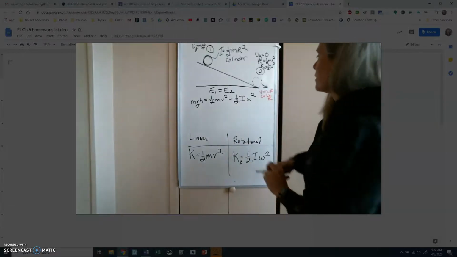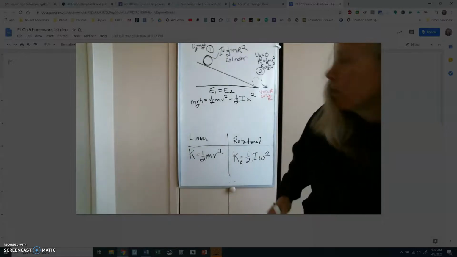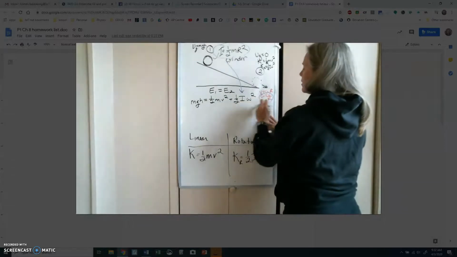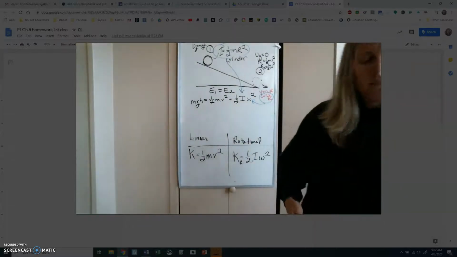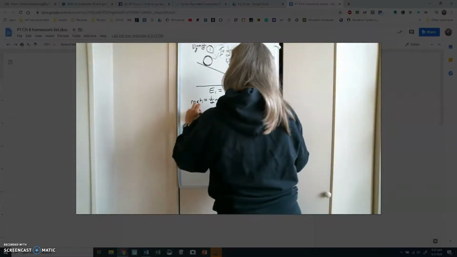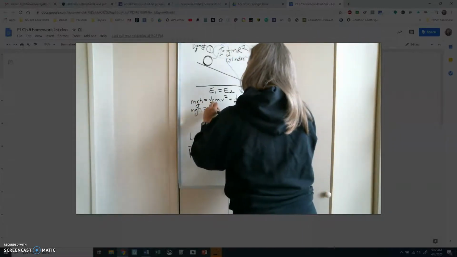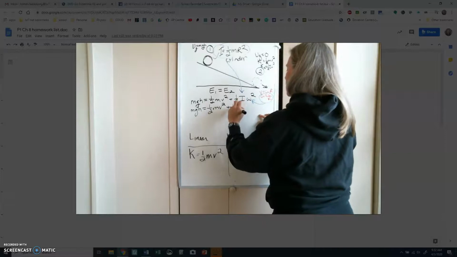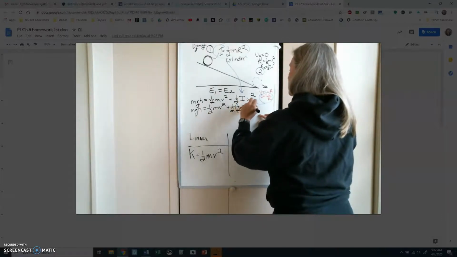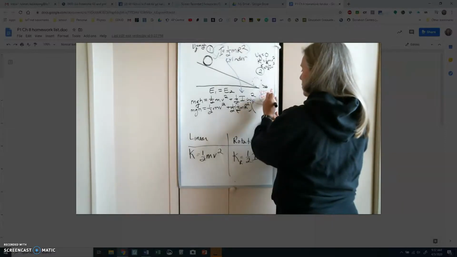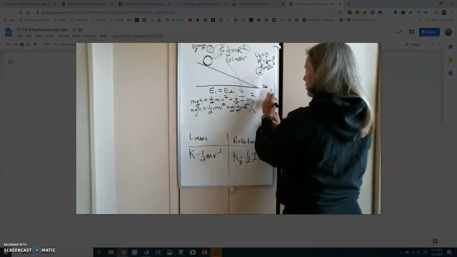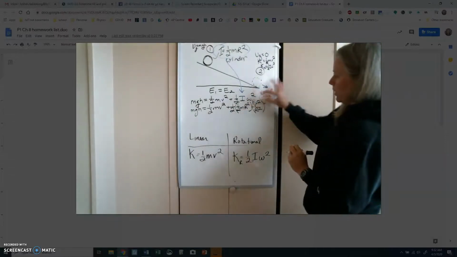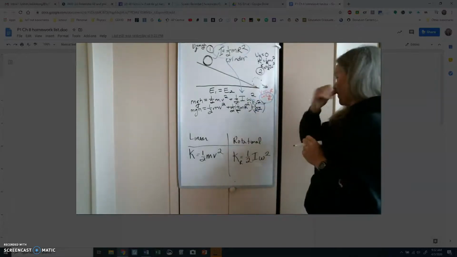Okay, let's do this. Let's substitute this down here and this in there and see what happens. So mgh equals 1/2 mv squared plus 1/2 times 1/2 mr squared. And then I've got basically omega squared, which is v squared over r squared. So I just squared omega, so I skipped a step.